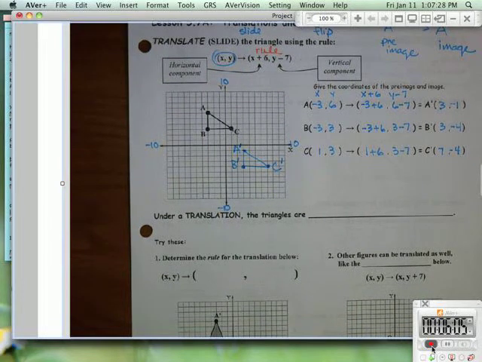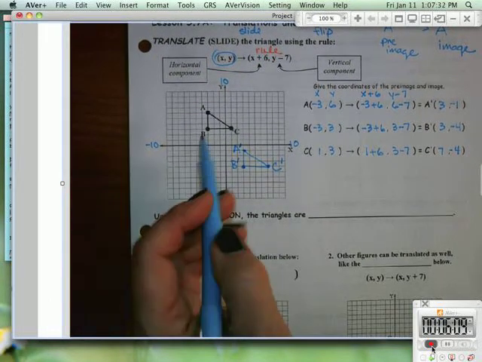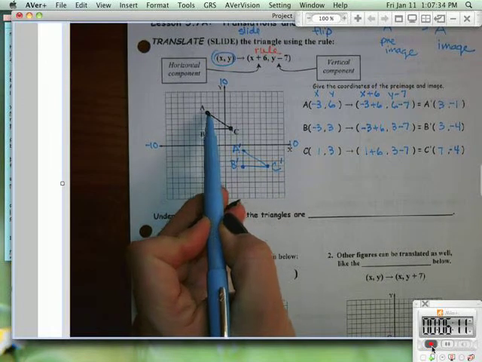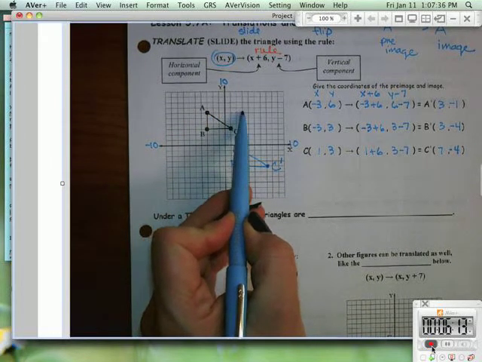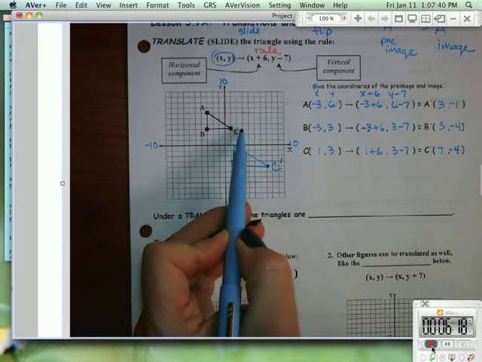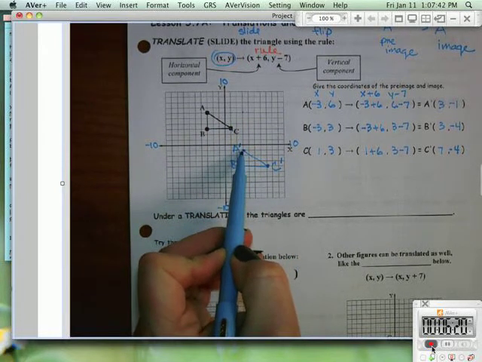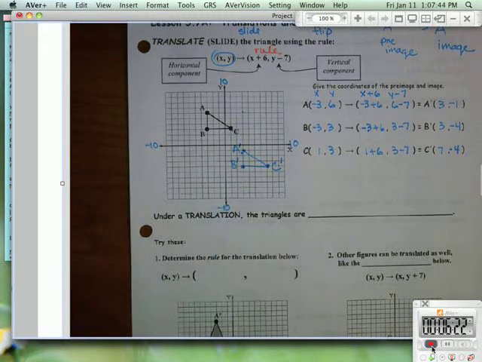If you don't even want to go through all this, you could just say, okay, I got to go over 6. 1, 2, 3, 4, 5, 6. And then I got to go down 7. 1, 2, 3, 4, 5, 6, 7. Oh, there it is. We don't have to go over it. It depends on what it's asking you to do.